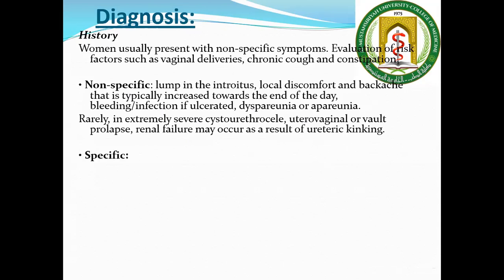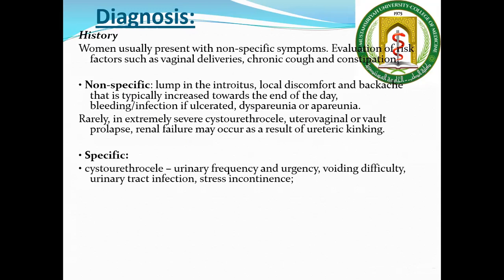Specific symptoms will depend on the type of prolapse. Cystourethrocele usually presents with urinary frequency and urgency. There may be voiding difficulties because of the bulge into the vagina, so there will be incomplete emptying. Because of this incomplete emptying, there may be urinary tract infection due to stasis of urine. And the patient may develop stress incontinence because of the weak sphincter mechanism due to prolapse and anatomical distortion of the normal site.